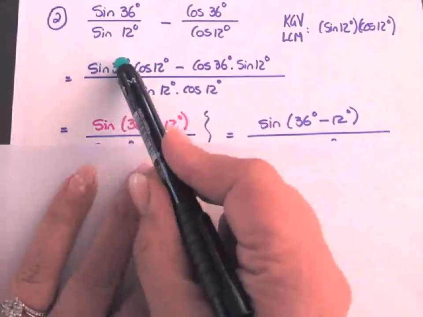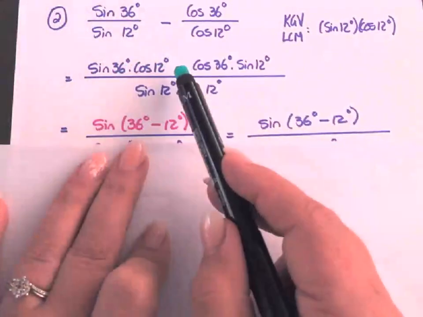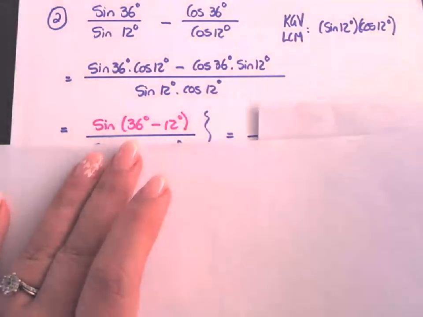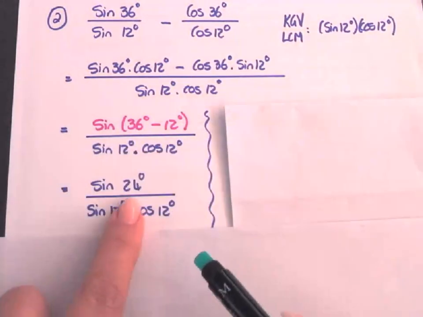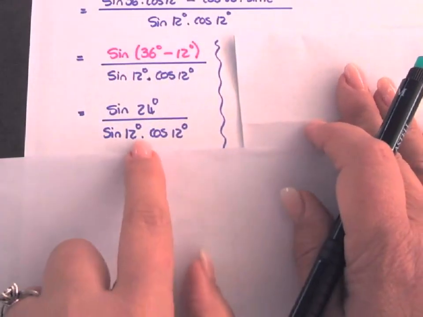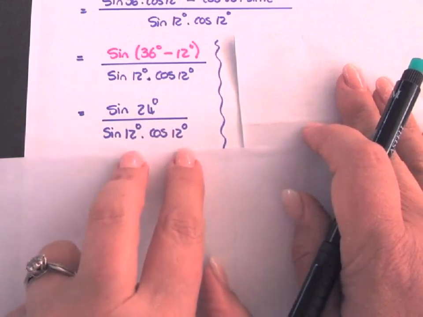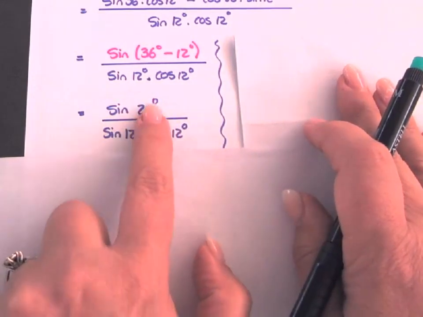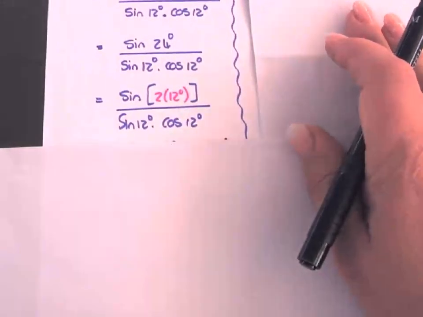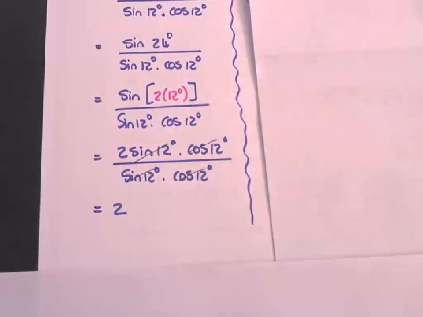Then this reminds me of compound angle sine. So it's 36 minus 12, which is 24 degrees. Okay, you have to put on your glasses, your math glasses. 12, 12, 24. Can you see these two are half of 24? So I can turn the 24 into 2 times 12. Expand that, and then you can cancel out, and your answer is 2.